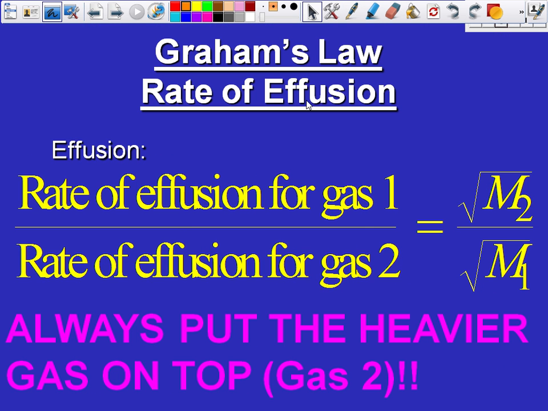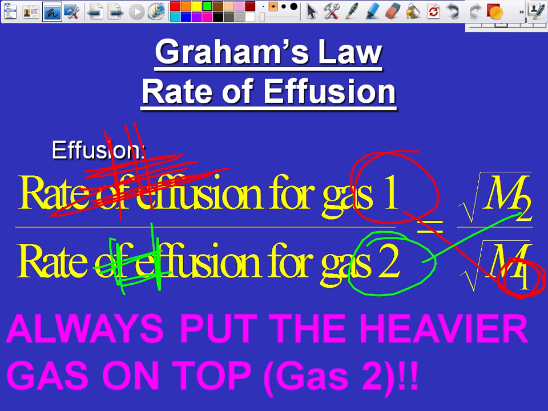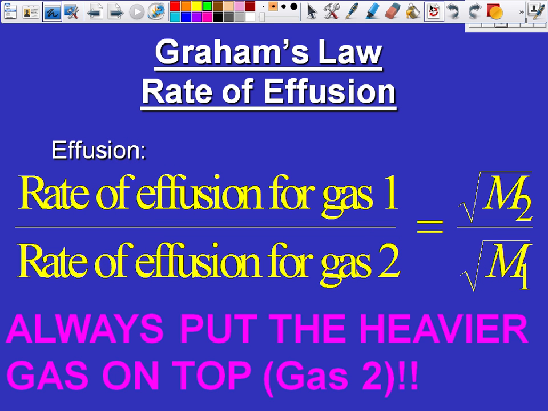All right, and here is your formula, and there's something very important that I want you to grasp. Notice the first thing is that the rate of diffusion, again, the rate will be a number. The rate for gas 1, and notice where the 1 is over here. It goes to the opposite side. The rate, again, will be a number for gas 2, and notice where it goes. It goes to the top. And then I give you a little hint. Always put the heavier gas on top.